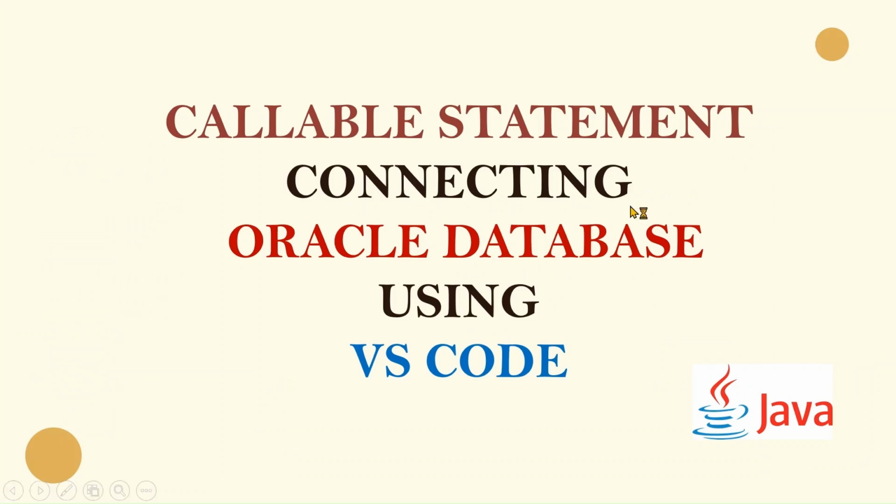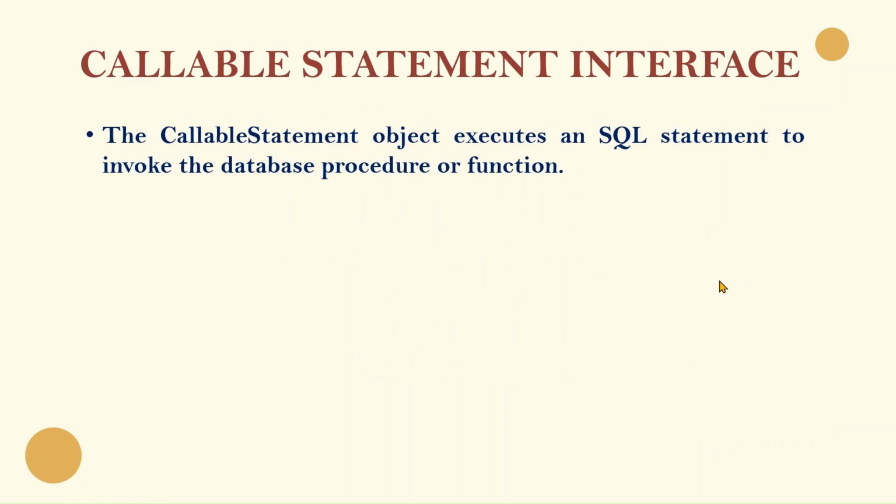Today I'll explain the callable statement interface connecting to the Oracle database using the Visual Studio Code environment. Before going to the demonstration of the application, we'll see what the callable statement interface is. We basically have three interfaces: the statement, prepared statement, and callable statement. Callable statement is a sub-interface of prepared statement, and prepared statement is a sub-interface of the statement. That is the hierarchy. Now the callable statement object executes an SQL statement to invoke the database procedure or function.